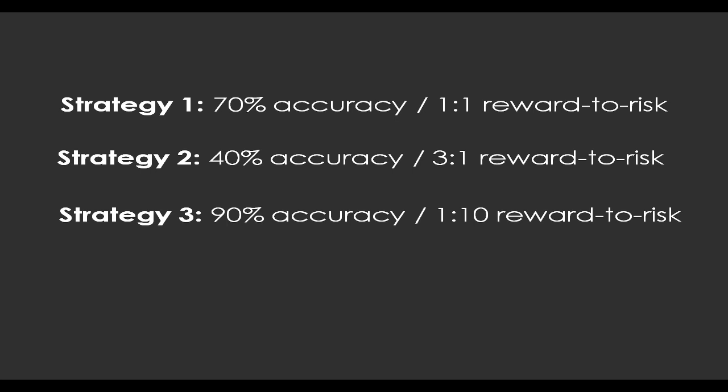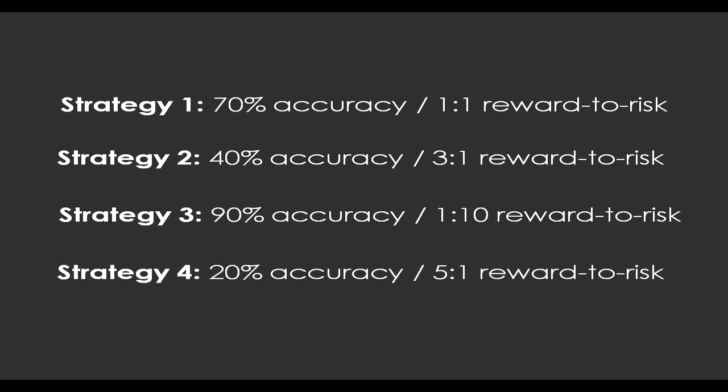Now strategy 3 is a strategy with 90% accuracy. Very accurate strategy. But the losers are 10 times larger than the winners. Okay? So if we make $50 per winner, we're losing $500 each time we lose. But we're accurate 90% of the time. And then finally, strategy 4 has 20% accuracy, right? So very low accuracy. But it has 5-to-1 reward to risk.